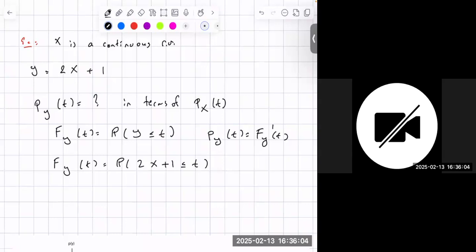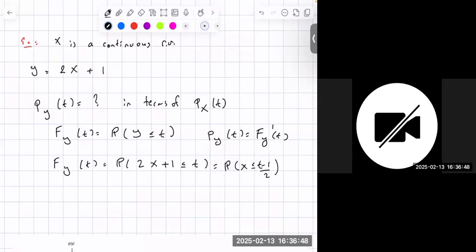The probability of 2x plus 1 being less than or equal to t, I can move things around. This would be the same as 2x less than or equal to t minus 1, for example. Then divide by 2: X less than or equal to (t minus 1) over 2. Doesn't this make sense so far? I moved the 1 to the right, and then I divided everybody by 2.